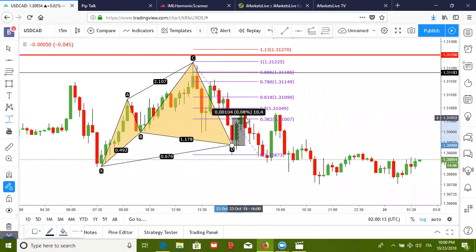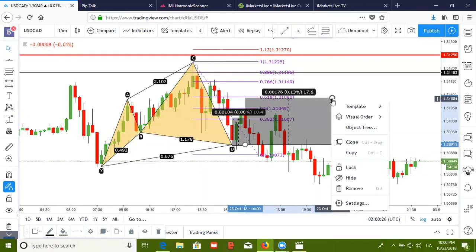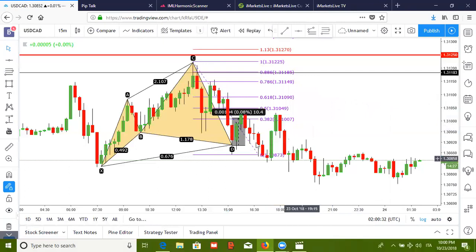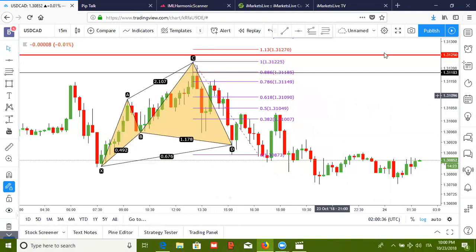You could have got 10 pips off of target one, and target two would have gave you about 17 pips. So you can use this method to scalp, and you can use this method to swing trade. Does that make sense to everybody?